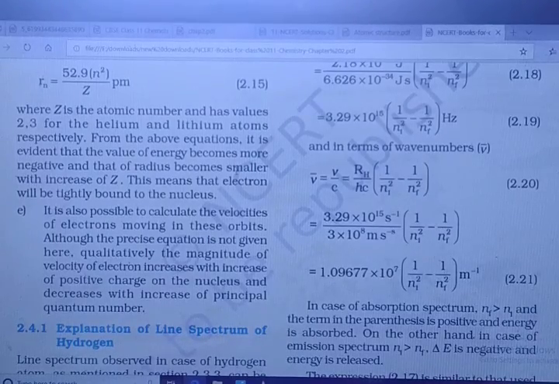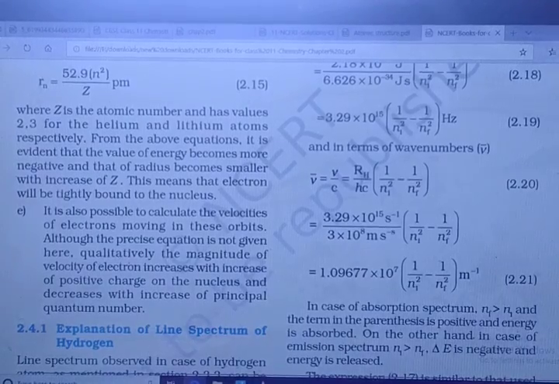It is also possible to calculate the velocity of electrons moving in these orbits. Although the precise equation is not given here, quantitatively the magnitude of the velocity of the electron increases with increase of positive charge of the nucleus and decreases with the increase of principal quantum number. Means as the principal quantum number, the number of the orbit, increases, the velocity decreases. So this was the theory and the concept of Bohr's hydrogen model.